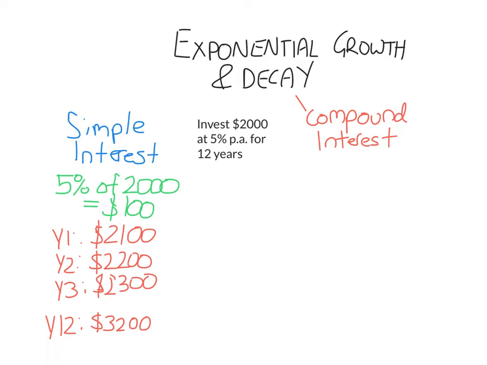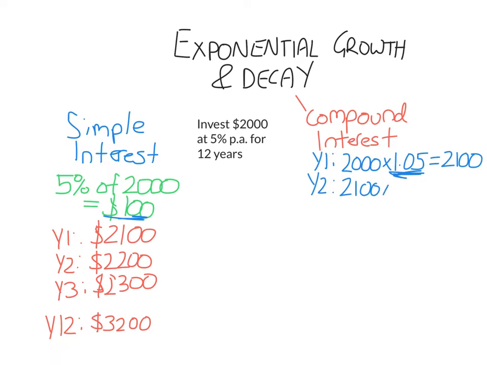In compound interest, for the first year, it will go up by 5%. So remember, increasing by 5% is the same as finding 105% of the number, which is the same as timesing by 1.05. This is timesing by 1.05, the same as increasing by 5%. So at the end of the first year, I will have $2,100. But at the end of the second year, instead of finding 5% of 2,000 and adding it, I find 5% of 2,100 and add it. In other words, I increase my new amount by 5%.